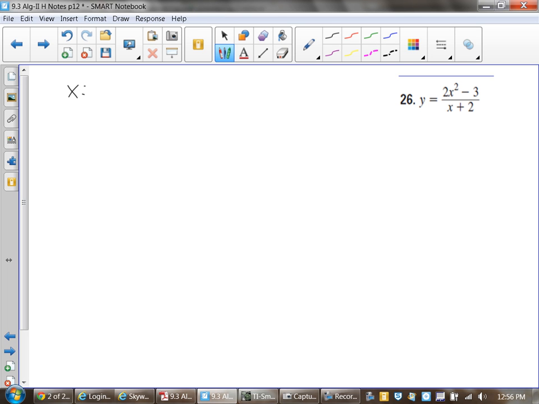My x-intercept occurs at the 0 of my numerator. So I set that equal to 0 and solve for x. When I do that, I get x squared is 3/2. So x is going to be plus or minus the square root of 3 over 2.